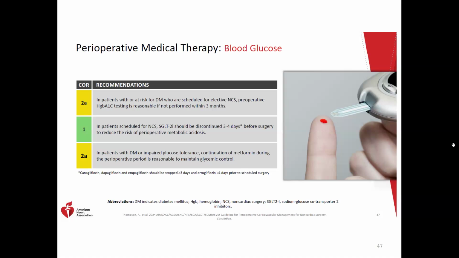And then this is new. It's reasonable to continue the metformin. They used to say to hold the metformin for 3 days to prevent anaerobic glycolysis. Forget why, about gluconeogenesis in the liver, but now it's reasonable to continue it.